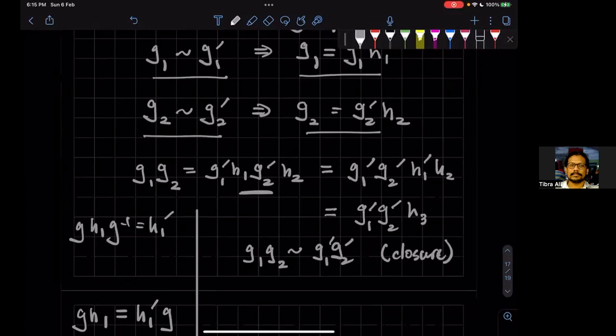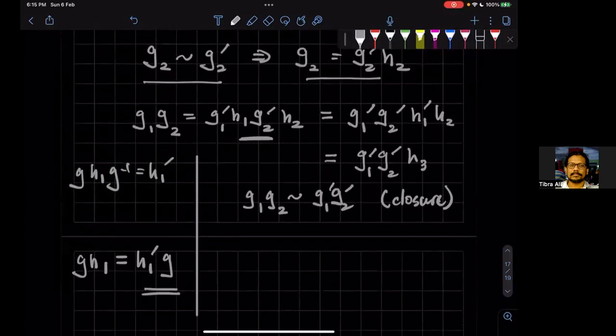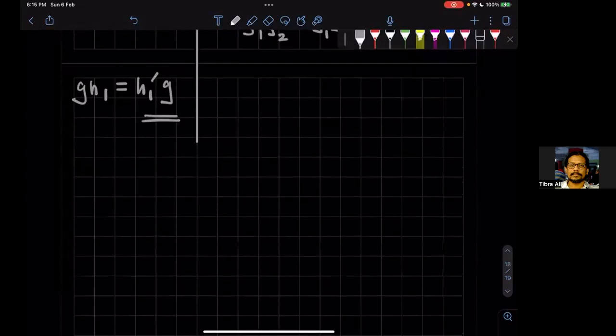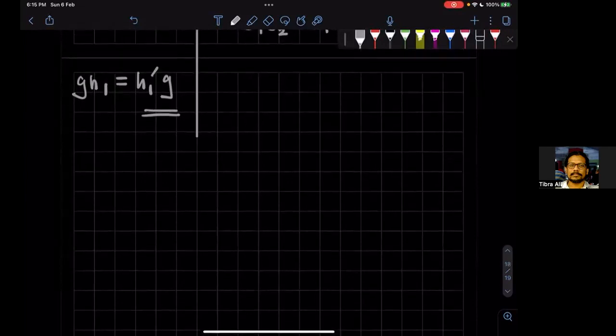So using this, you can show that G over H, if H is a normal subgroup, the coset space, is a group. Okay. I'll actually give you a more detailed exercise below on this. So just hang on.